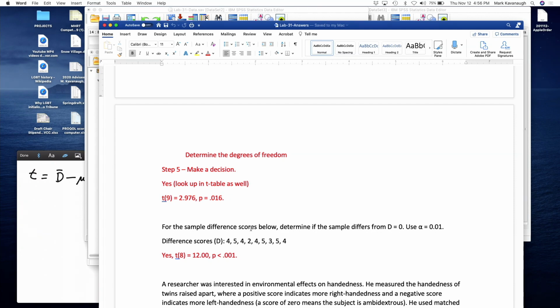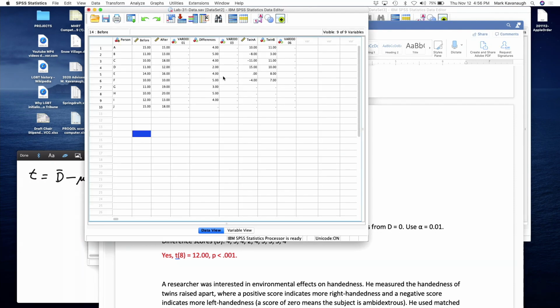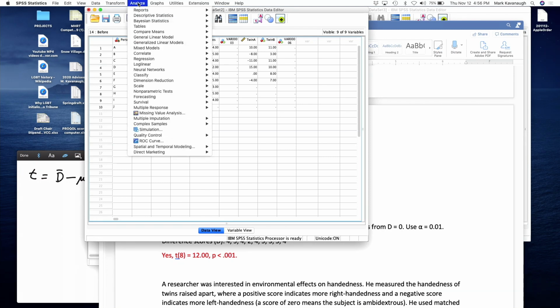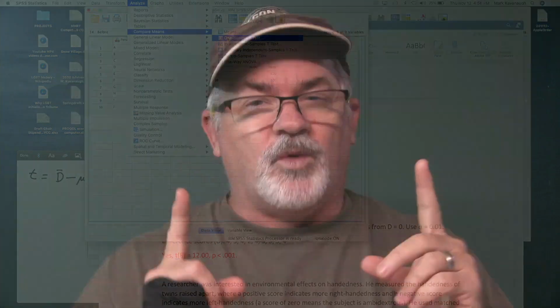So for that particular lab, I took those numbers and I put them right here in these differences. Now I'm going to do another analysis, so I go to Analyze, Compare Means, but I'm going to do a one sample t-test because it's just a set of differences. So doing a one sample t-test of the differences is the same as doing a paired samples t-test when you have the raw scores. It just does the math for you.